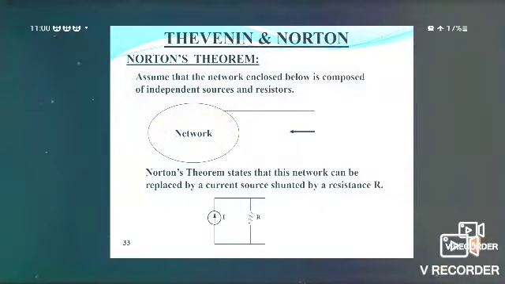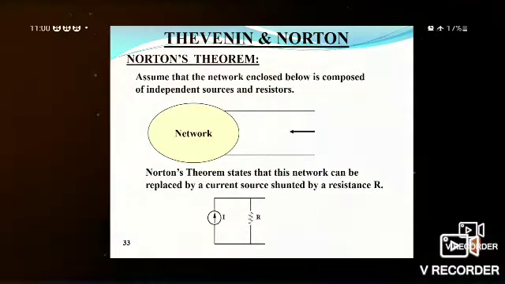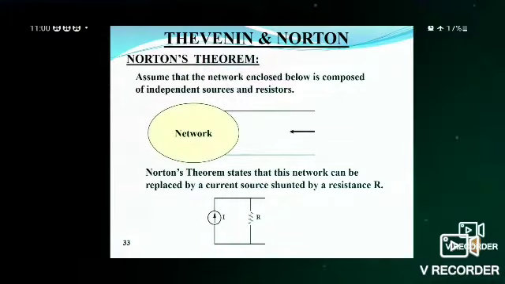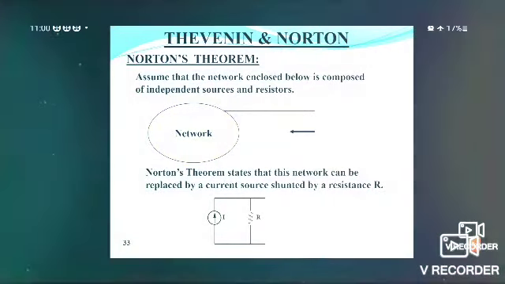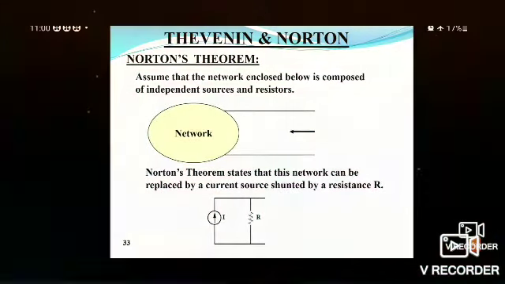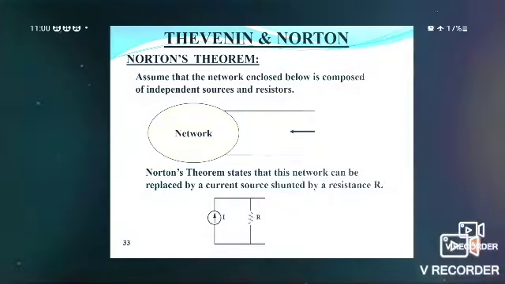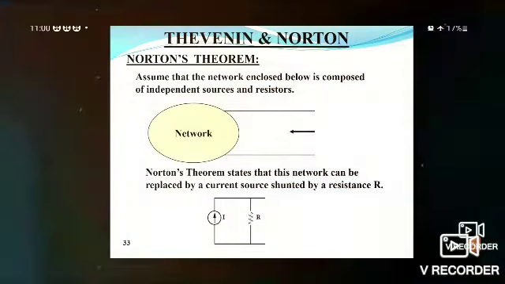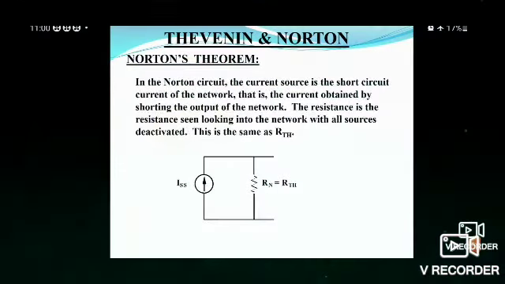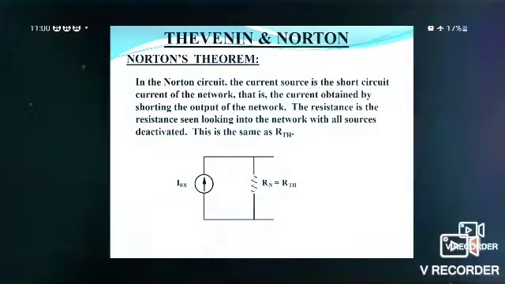So Norton's theorem states that this network can be replaced by a current source shunted by a resistance R. That is, the complex network is replaced by a simple current source, that is the short circuit current source, in parallel with the Norton resistance, that is equivalent to the Thevenin resistance. So that is the statement of Norton's theorem.